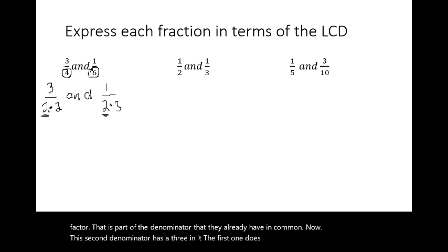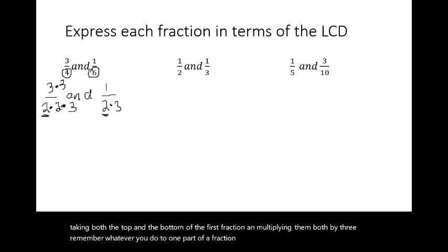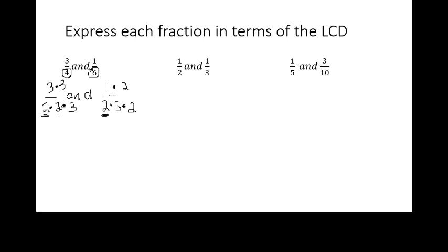So I'm going to fix that by taking both the top and the bottom of the first fraction and multiplying them both by 3. Remember, whatever you do to one part of a fraction, you must do the same thing to the other. So whatever you do to the bottom of one fraction, you must do the exact same thing to the top. Now, do the denominators completely match yet? No. This first denominator has 2 2's and the second denominator only has 1. So I'm going to fix that by multiplying that second denominator by 2. Then whatever you do to the bottom, you need to do the exact same thing to the top.